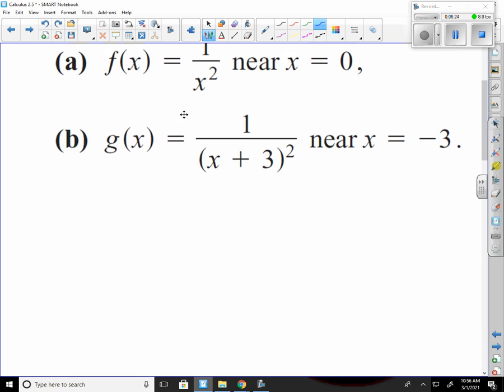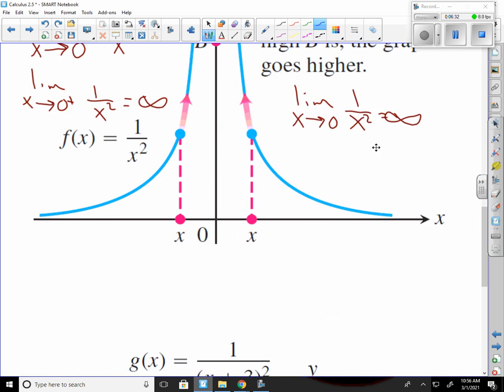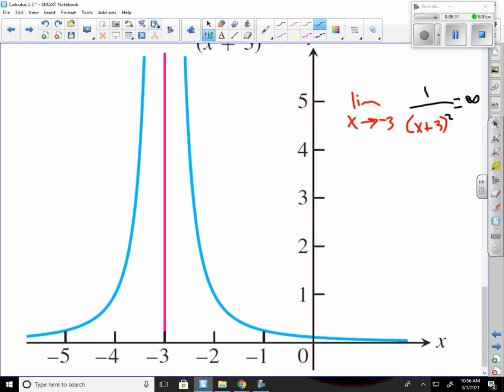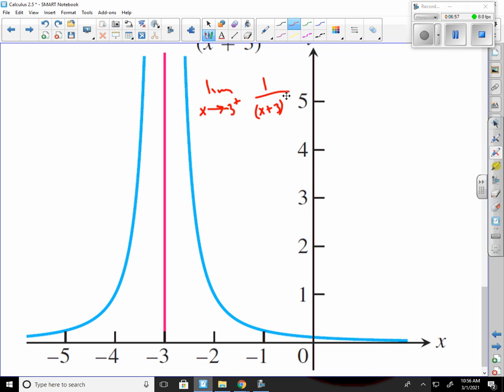If I look at the additional example up here, 1 over (x plus 3) squared near x equals negative 3. When I look at that graph, I can take the limit as it comes from the right. Limit as x approaches negative 3 from the right-hand side of 1 over (x plus 3) squared is going to be infinity.